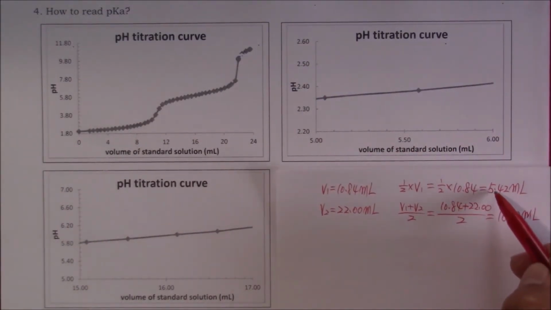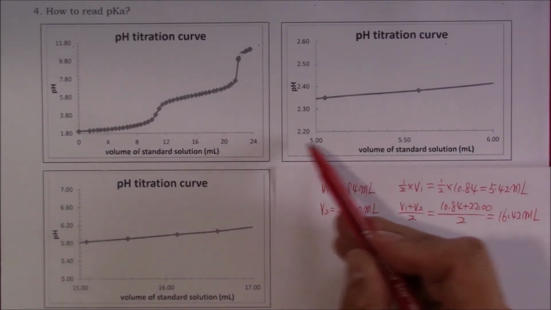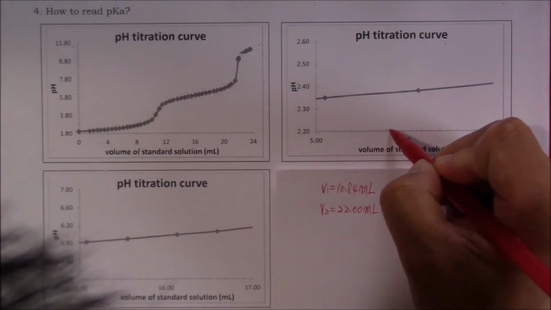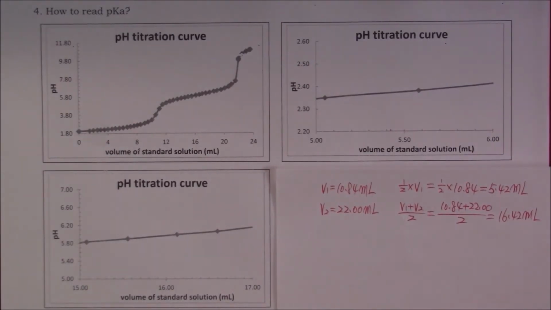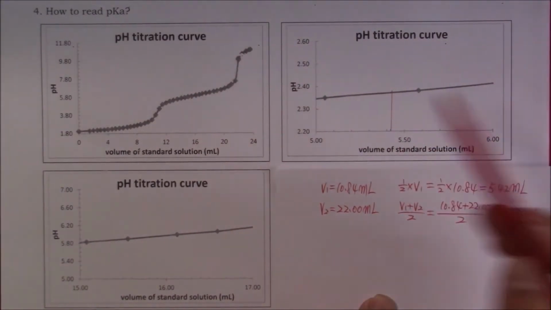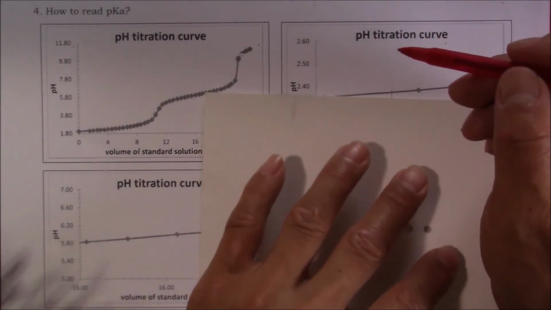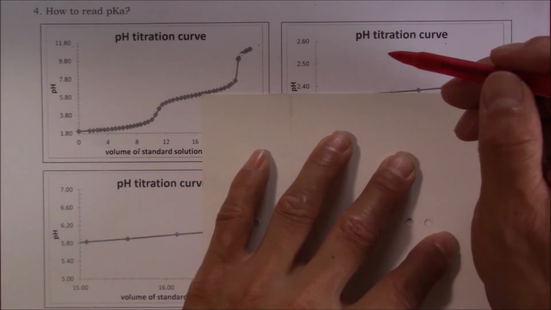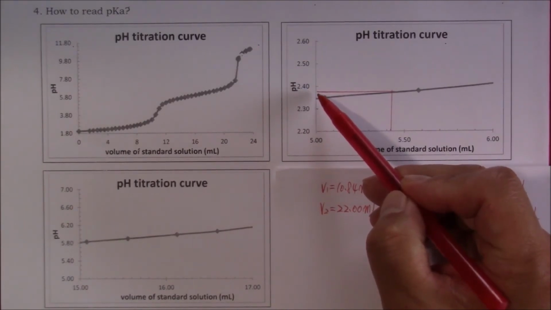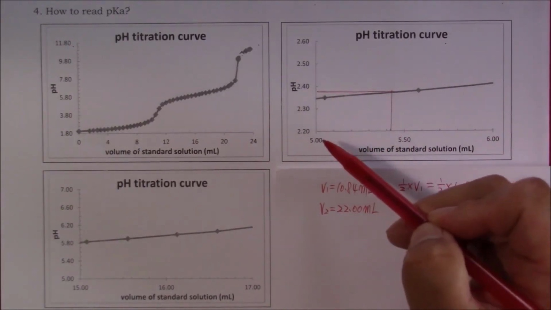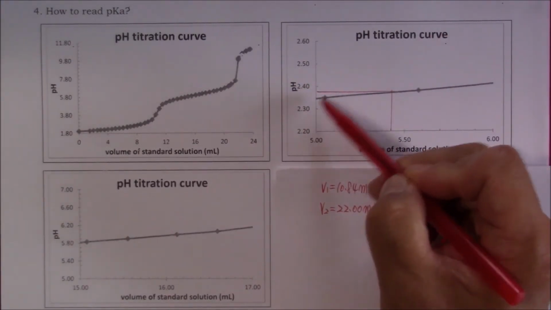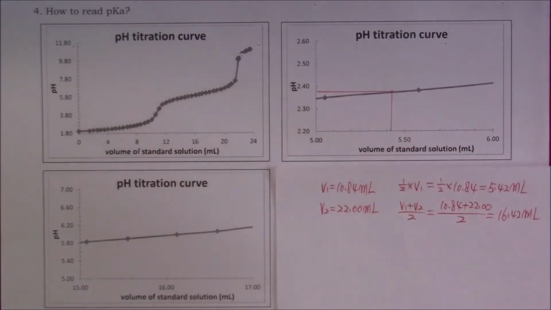We will find 5.42 milliliter on the x-axis: 5.1, 5.2, 5.3, 5.4, 5.42, I think around here. Then we will use a ruler to draw a vertical line. There will be an intersection between this vertical line and this curve. Then from the intersection, we will draw a horizontal line. Hopefully this is horizontal. Then we will read out the pH at the intersection between this horizontal line and the y-axis: 2.20, 2.30, 2.40, I would say maybe 2.38. That will be the first number.